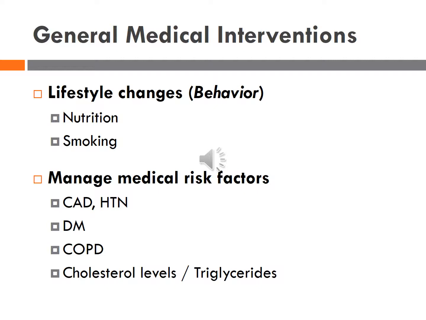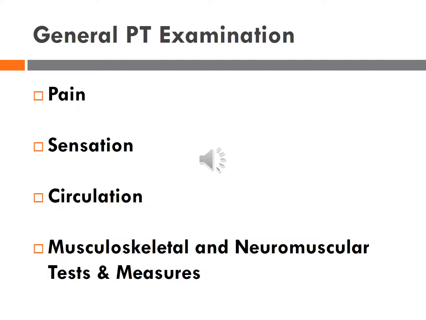For all wound types, lifestyle changes including nutrition and smoking, and managing medical risk factors including coronary artery disease, hypertension, diabetes, COPD, cholesterol levels, triglycerides, and other related factors are all important things to consider. And the general PT examination for all wound types should include assessment of pain, sensation, circulation, musculoskeletal and neuromuscular tests and measures as well.